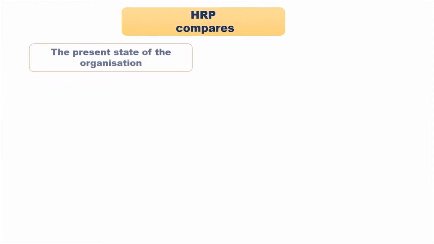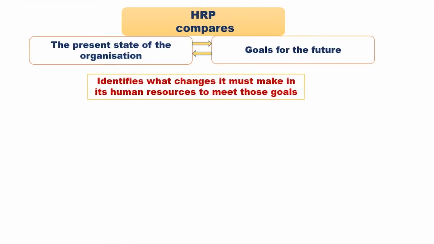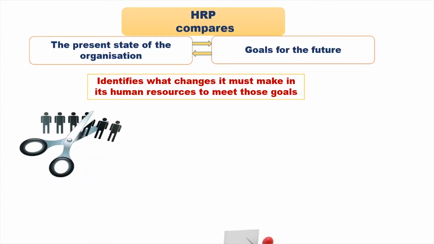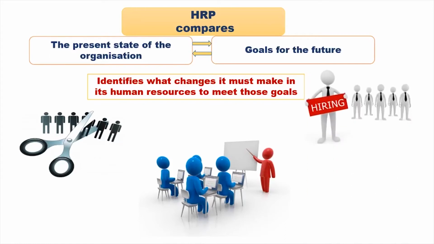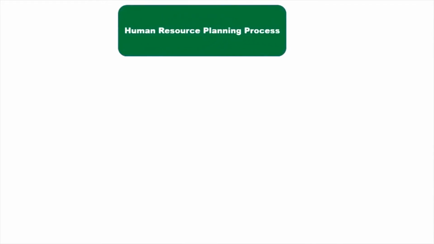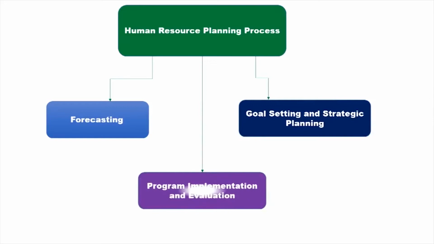So basically, human resource planning compares the present state of the organization with its goals for the future and then identifies what changes it must make in its human resources to meet these goals. The changes may include downsizing, training existing employees in new skills, or hiring new employees. Now, the process of HRP consists of 3 stages: forecasting, goal setting and strategic planning, and program implementation and evaluation.